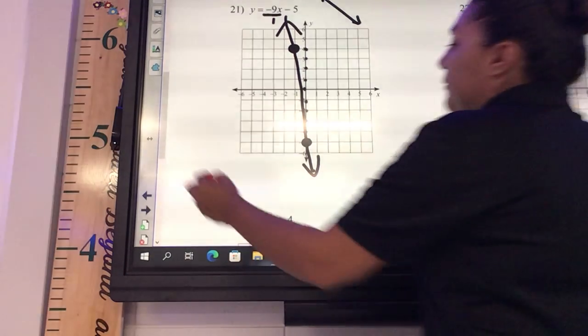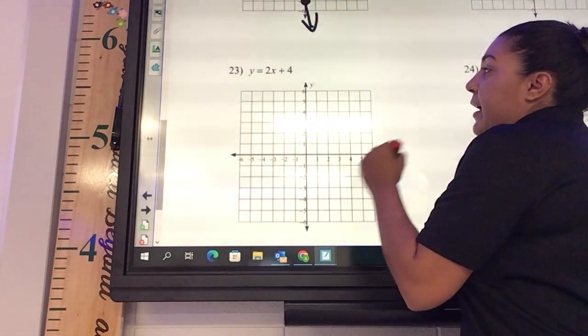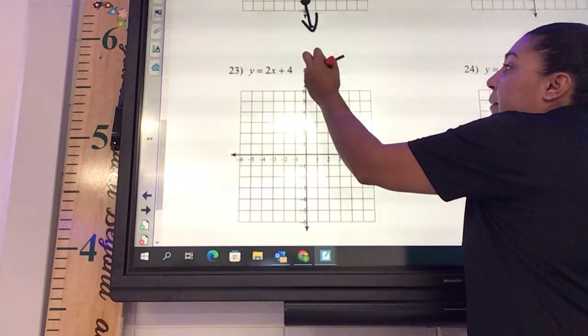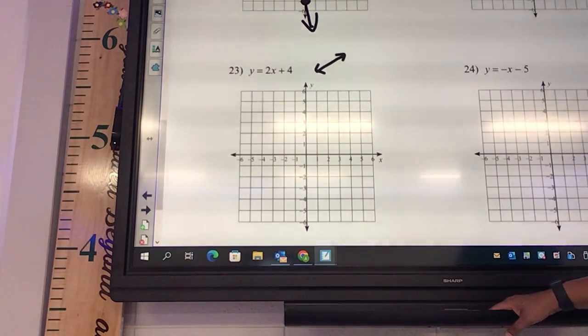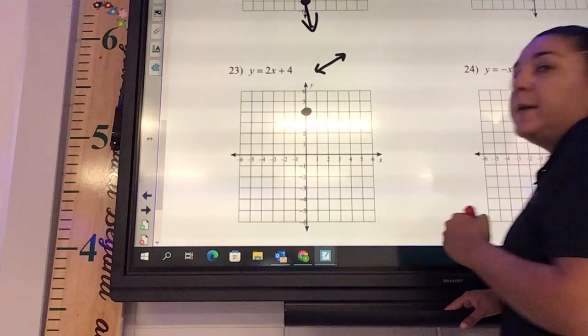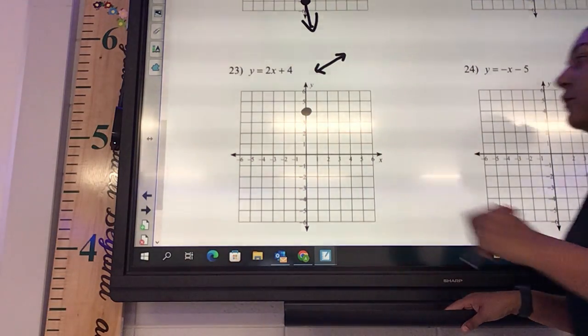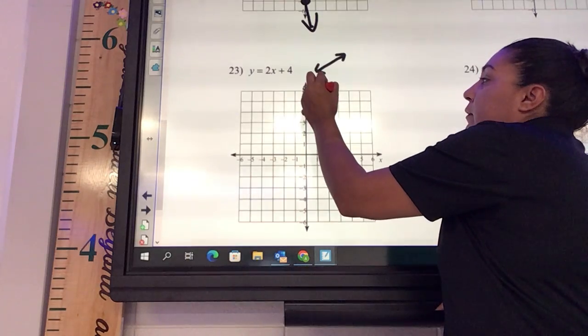23, where does this graph start? 4. Starts at 4. Is this positive or negative? Positive. Positive, that means my line should be going this way. My graph starts at 4, and what's my slope? 2 over 1, so we're going to go up 2, 1, 2, and over 1.